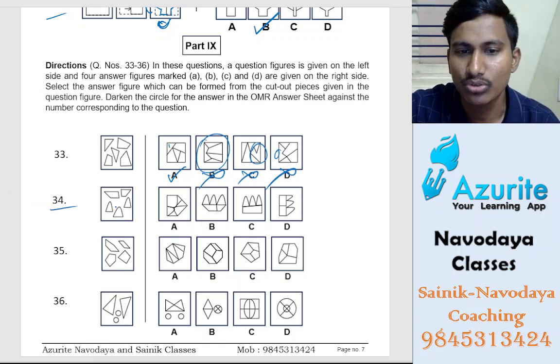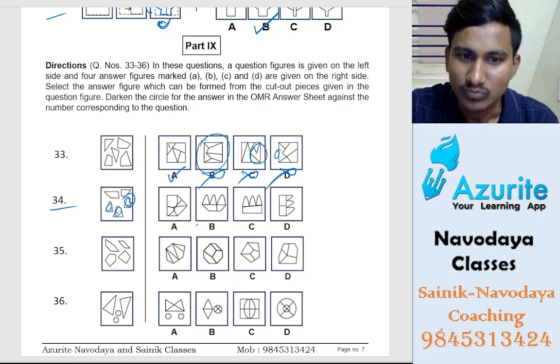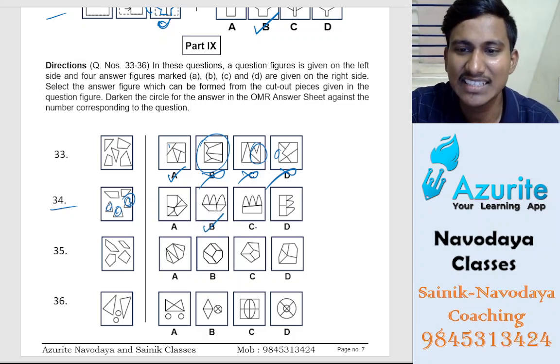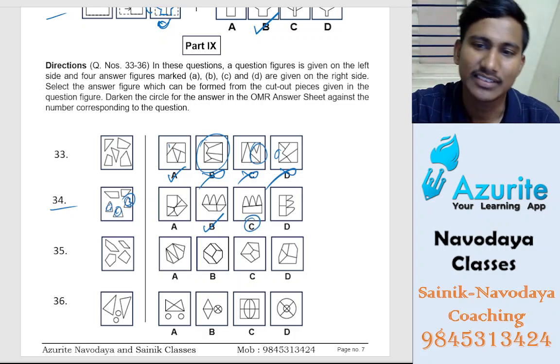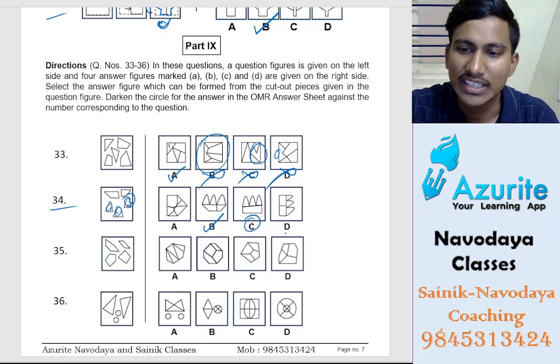Now 34, which can we make? Yes, there are 1, 2, 3. So 1, 2, 3, where is it? Option B and C are there, but C is not the answer, right? So that is why no. Here D is not the answer.